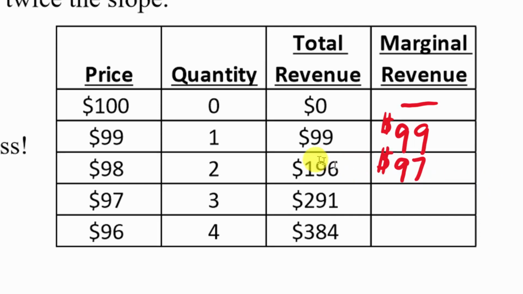The marginal revenue for the third unit, 291 minus 196 is 95. Marginal revenue of the fourth unit, 384 minus 291 is $93.